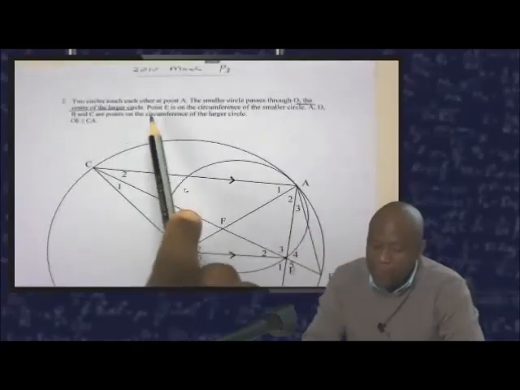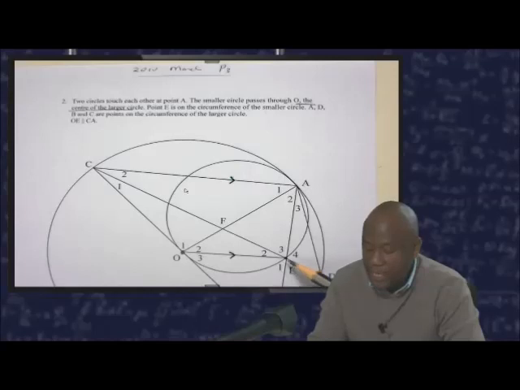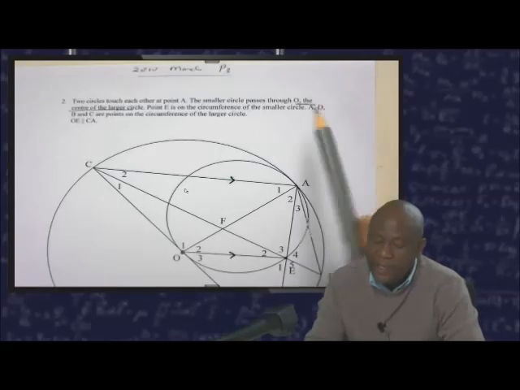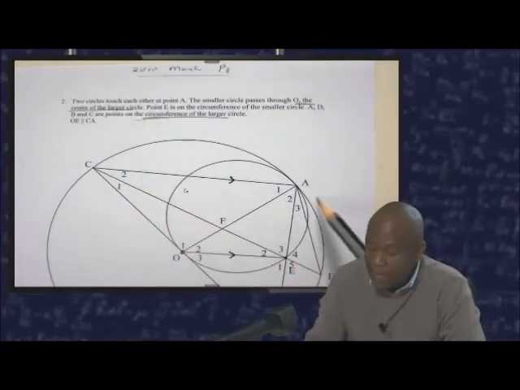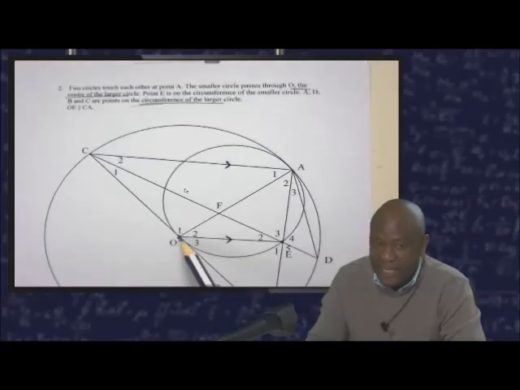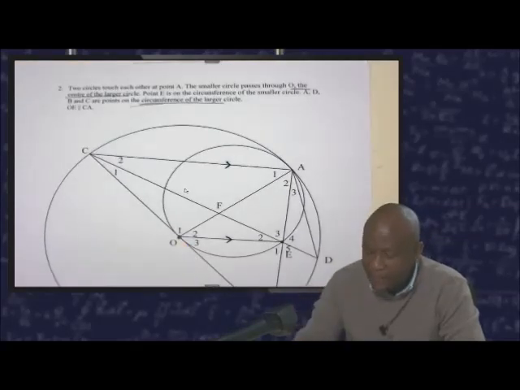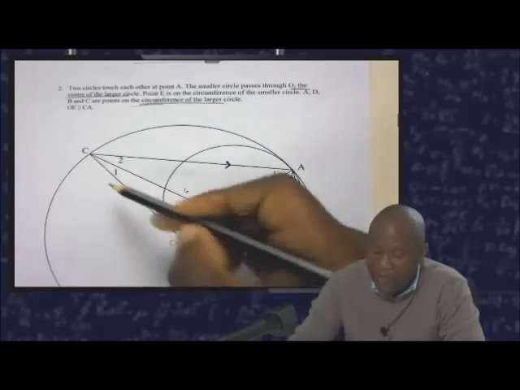Good. Point E is on the circumference of the smaller circle. Very important, we are told E is on the circumference. A, D, B, and C are points on the circumference of the larger circle. I want to underline that. A, B, C, D are on the circumference, and this is the center. If that is the case, the center here and C, B are on the circumference.